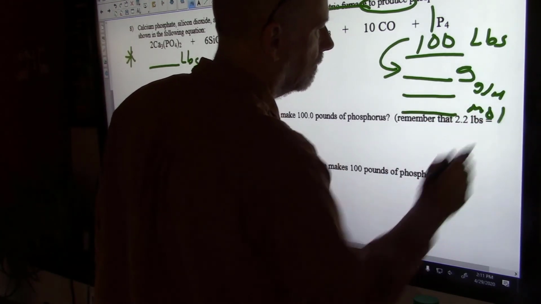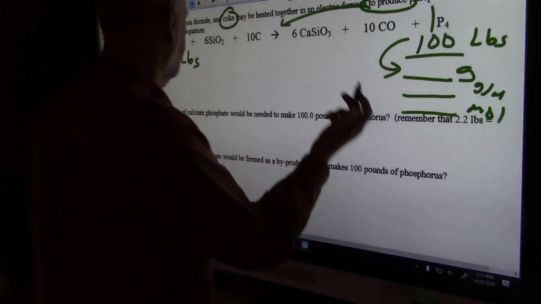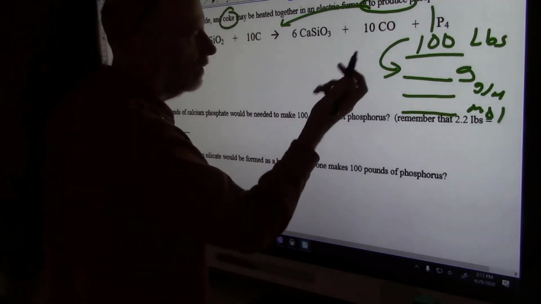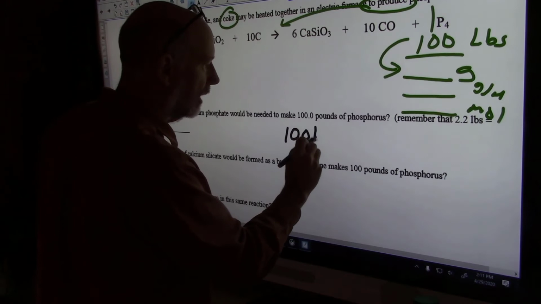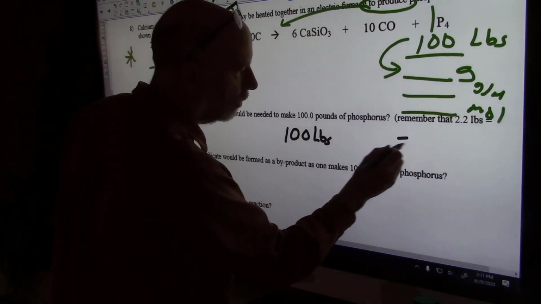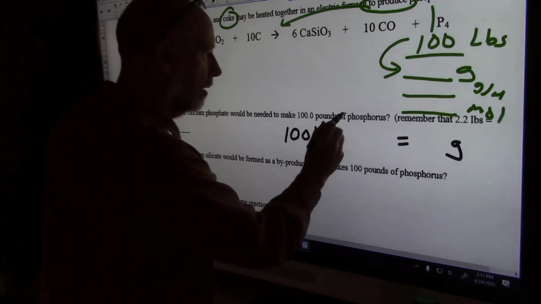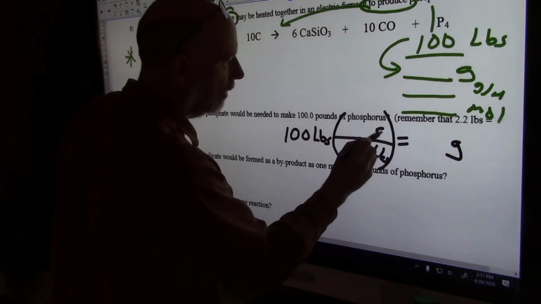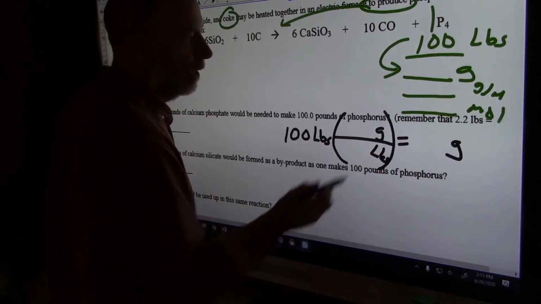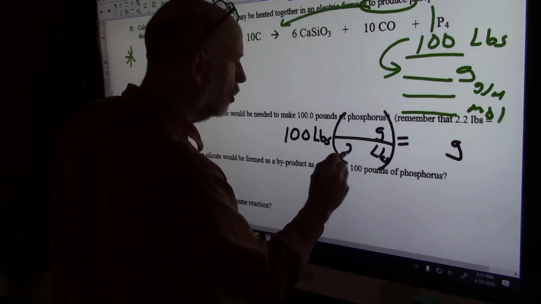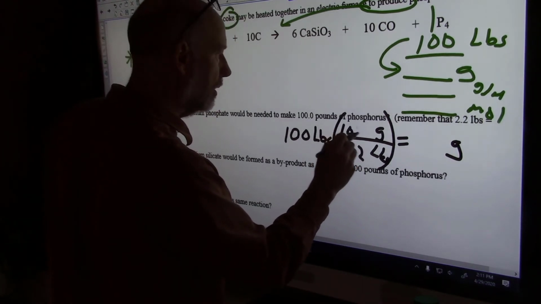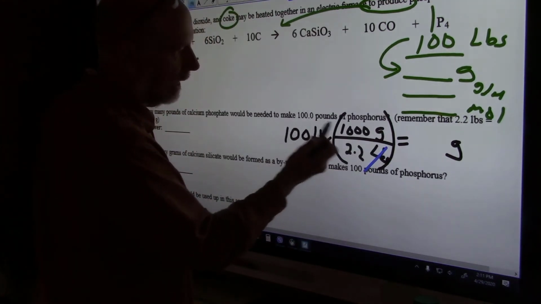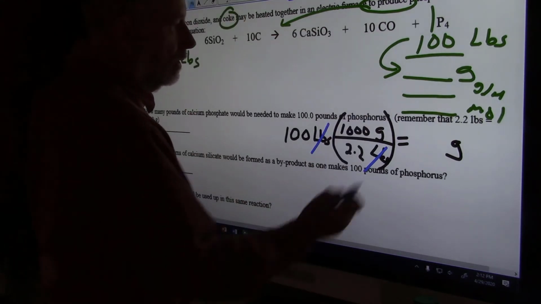Calculate the moles. Want me to do this for you? I'm not doing it for you, just a refresher. 100 pounds, lbs, equal sign, how many grams? Get rid of lbs and get grams. Grams is on the top. 2.2 pounds is the same as 1,000 grams. Pounds cancel with pounds, we're left with grams. 100 times 1,000, 100,000 divided by 2.2. It's a big number of grams.